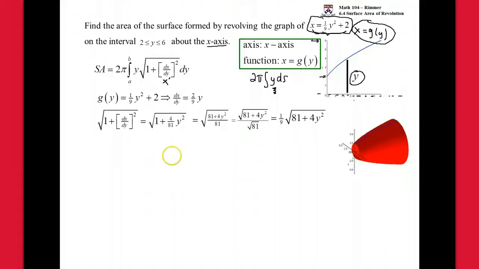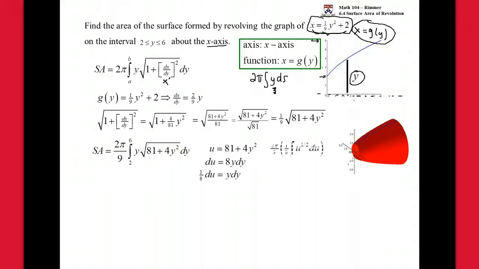Okay. So now we go to the integral, and we have 2 pi from 2 to 6, the y times this root. And now we just do the same kind of u substitution. Let u be the entire thing that's underneath the root. Du will be 8y dy. So 1/8 of du will take the place of y dy, and we'll be doing 1/8 u to the half du. But don't forget the 2 pi over 9 is on the outside. That'll be u to the 3/2 times 2/3.